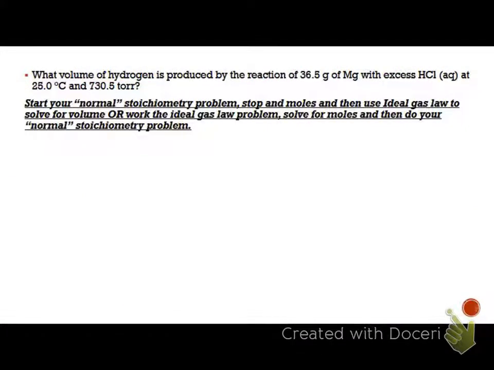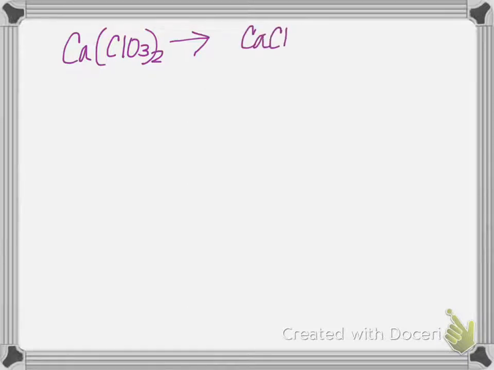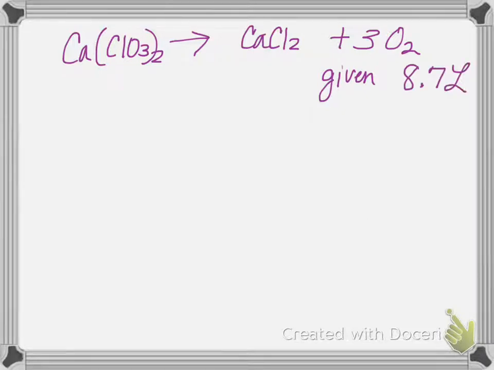So let's make up a problem. Let's do some decomposing of calcium chlorate. And it's going to decompose into calcium chloride. I'm making this up, and oxygen. So I need to balance that by putting a 3 there. Okay? I'm going to give you, we're going to say our given is that we formed 8.7 liters of oxygen.